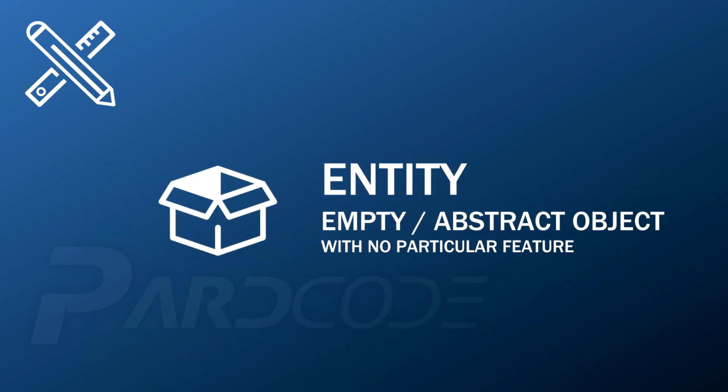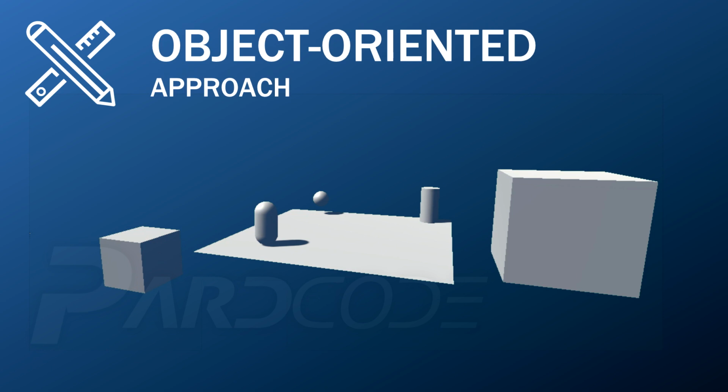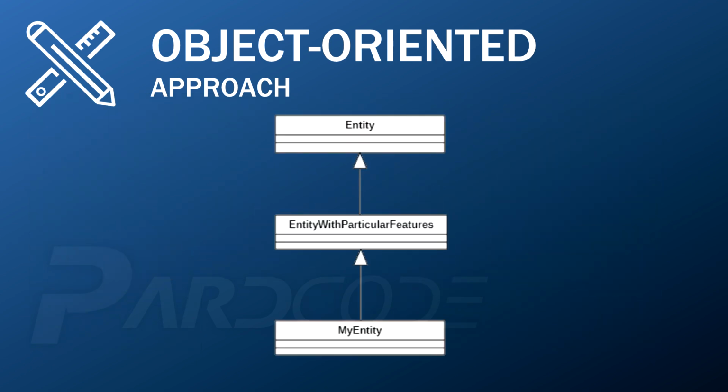An entity can be defined as an empty or abstract object with no particular feature. So how can we transform those abstract objects into something concrete like the cubes and the various objects we are seeing on the screen? There are various approaches to define concretely an entity. Today we will see a simple approach based on the object-oriented paradigm, for which it is possible to give shape to a specific entity by deriving it from a base class with particular features.